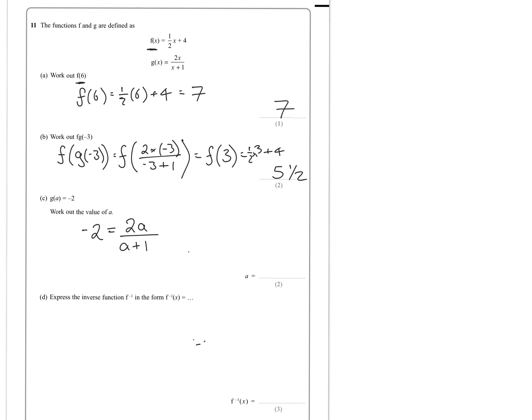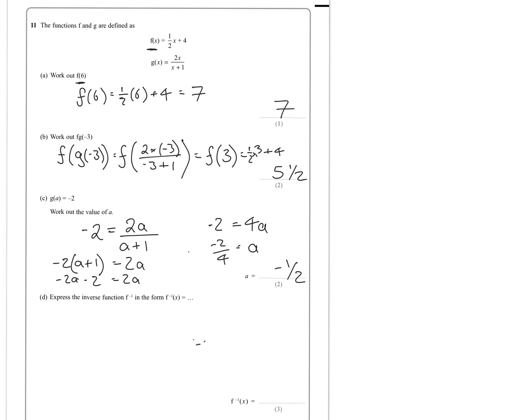We multiply both sides by a plus 1, so we get minus 2 lots a plus 1 equals 2a. So we get minus 2a minus 2 equals 2a. Add 2a to both sides, we get minus 2 equals 4a. Divide both sides by 4, we get a is minus 2 over 4, or minus a half. Okay.